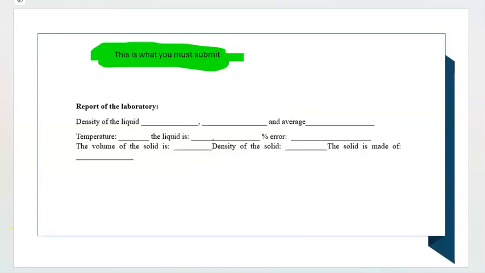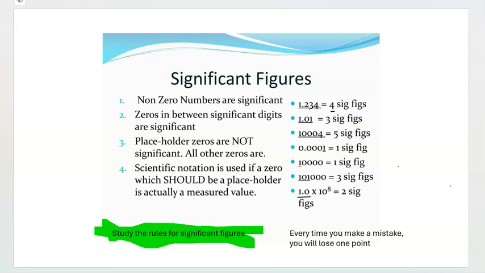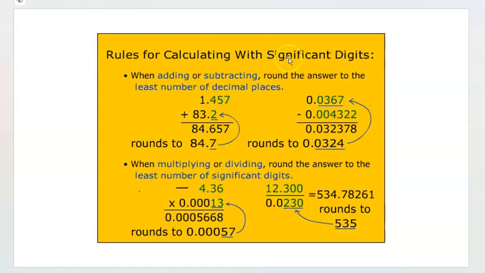After that, you come here and study the rules for significant figures. You can stop the video and you can read it. And finally, you apply the rules for subtracting, adding, multiplying, and dividing. I'm going to explain only dividing because density in this case is a division, mass over volume.